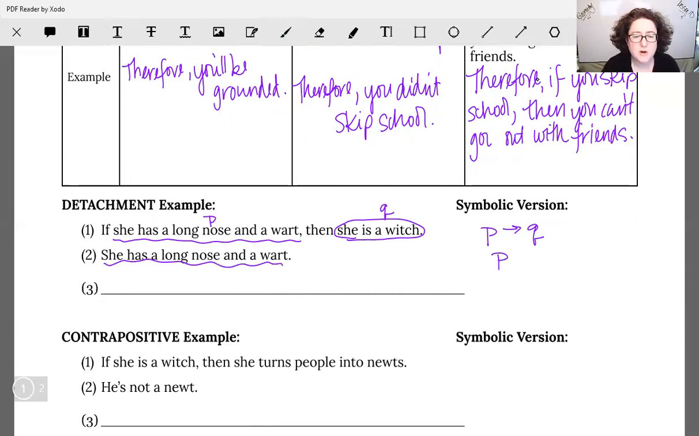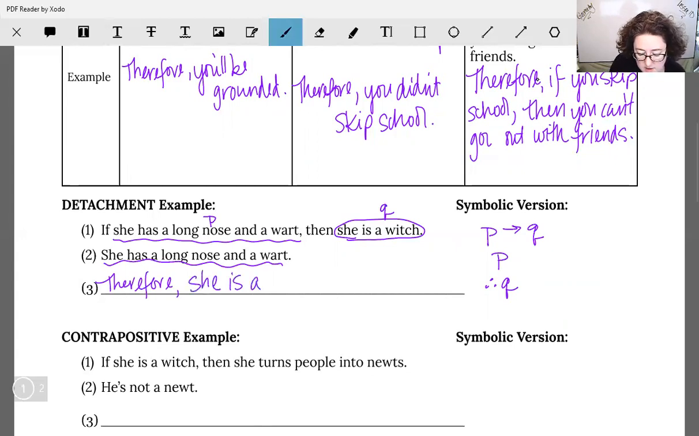And so we're starting to make that detachment pattern. If P, then Q, P, therefore Q. So that means we can return what that Q statement was going to be. So therefore Q. And so I'm just going to copy that from that first sentence, but I am going to put a therefore in front of it, just so it's identifying, here's my conclusion. So therefore, she is a witch.